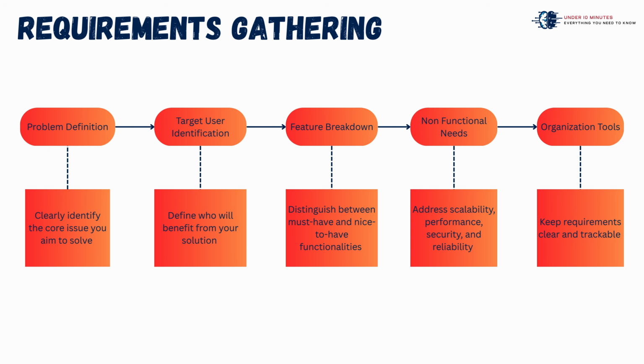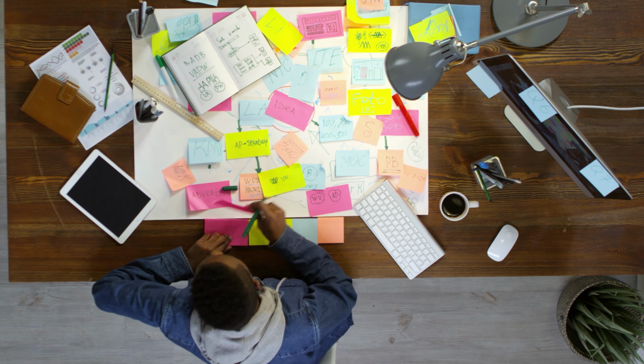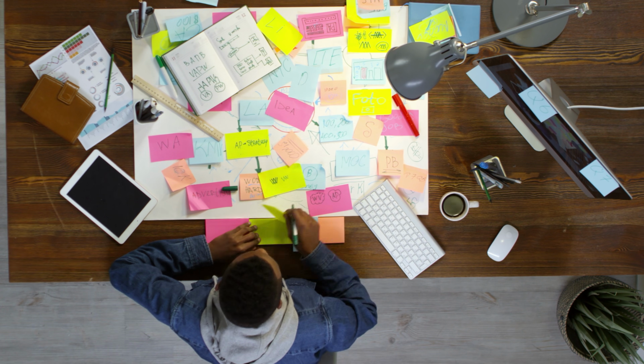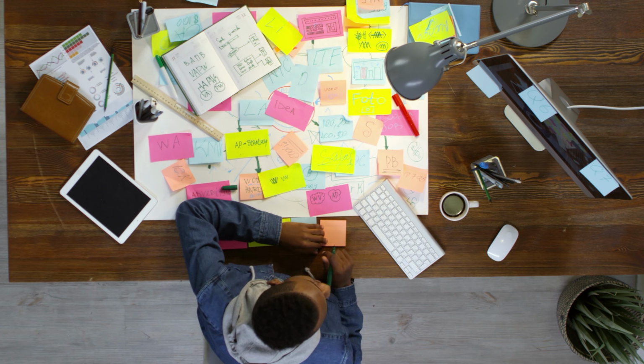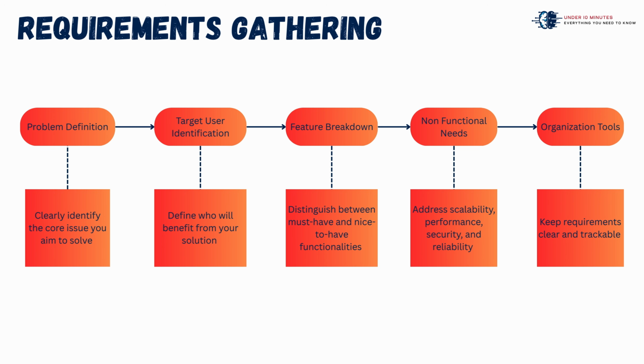Every system begins with clarity of purpose. Before a single line of code is written, ask yourself the fundamental questions. What exact problem are we solving? Who is the end user? What are the must have and nice to have features? Don't overlook the non functional requirements like responsiveness, throughput, security, and compliance.